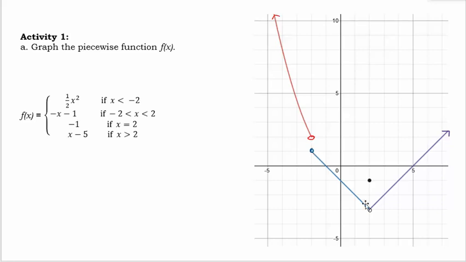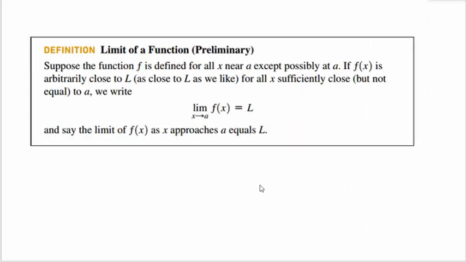And we've got some weirdness happening with some holes in here and just a point hanging out by itself. So we're going to talk about limits here. So this is the official definition of a limit. There's actually a little more precise definition, but this is a definition of a limit that we're going to start with. They're calling it a preliminary definition.